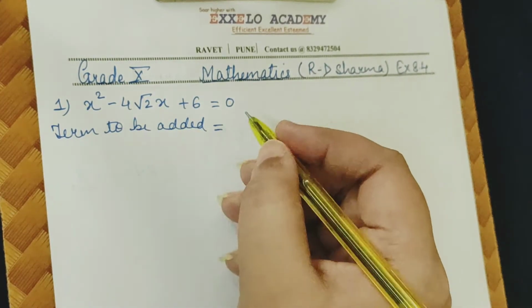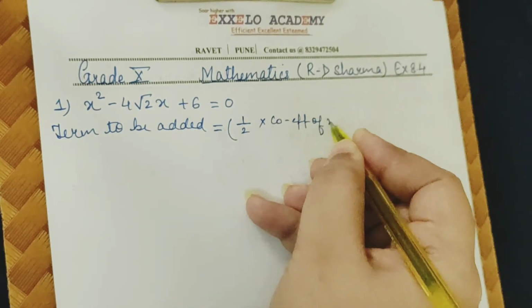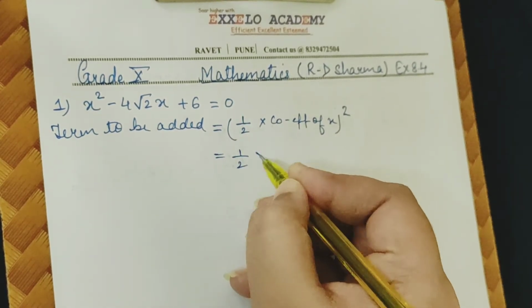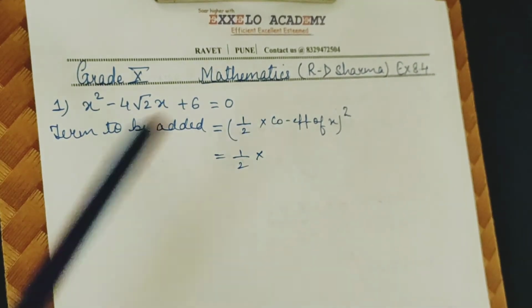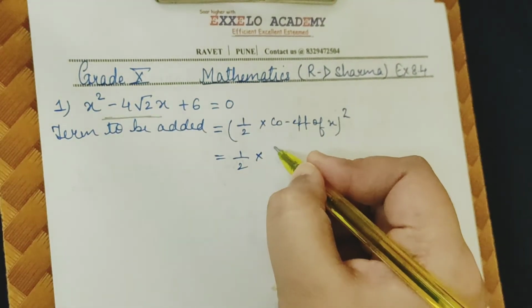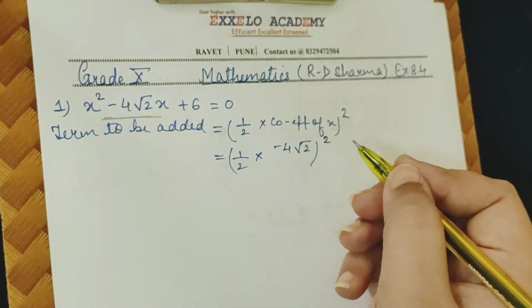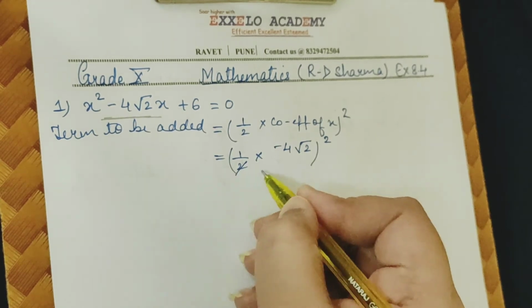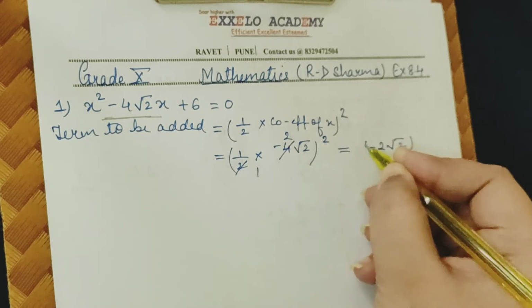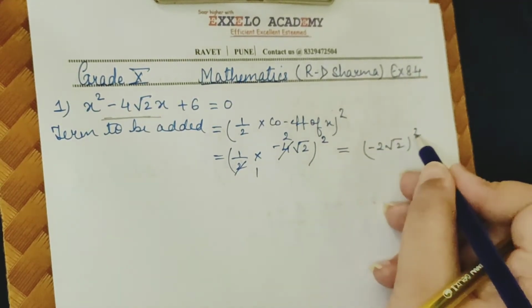So term to be added is half into coefficient of x, bracket square. So this will be half into coefficient of x. Coefficient of x is minus 4 root 2. So it will be half multiplied by minus 4 root 2, bracket square. Okay, solving this further, half of 4 is 2, that is minus 2 root 2, bracket square. Now here students, it's minus 2 and root 2, bracket square.